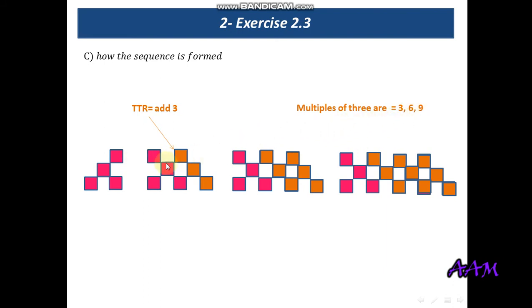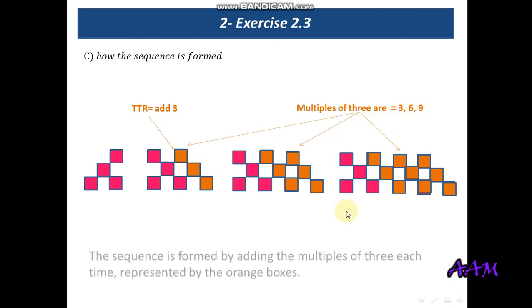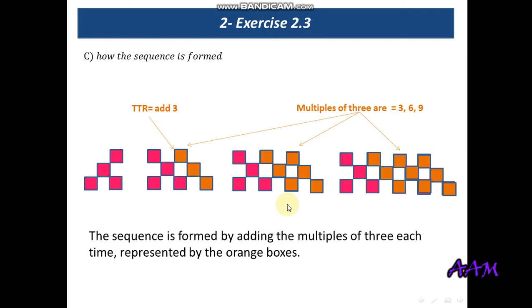So how did this pattern develop? We say the sequence is formed by adding the multiples of 3 each time, representing the orange boxes. The orange boxes represent for me the multiples of 3. So by adding the multiples of 3, this is how this pattern developed. Okay? So the orange boxes are the multiples, and orange boxes plus the pink boxes together make the sequence number.